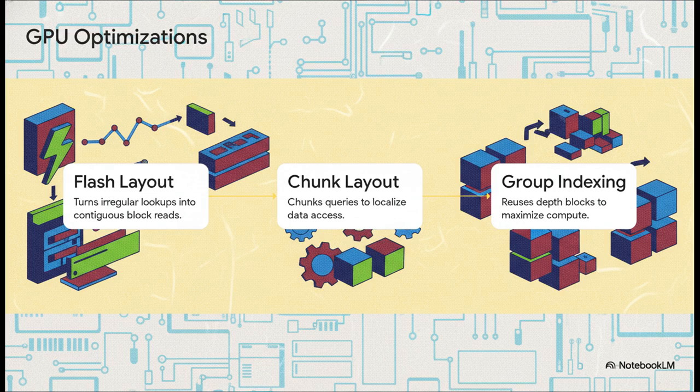The authors knew this, so they engineered their way out of the memory bottleneck with a highly satisfying three-step checklist of GPU optimizations. First, a flash-compatible layout to reorganize the depth cache and turn irregular memory lookups into contiguous block reads. Second, a chunk-aware layout. And third, group-aware indexing. Let's dig into those last two.